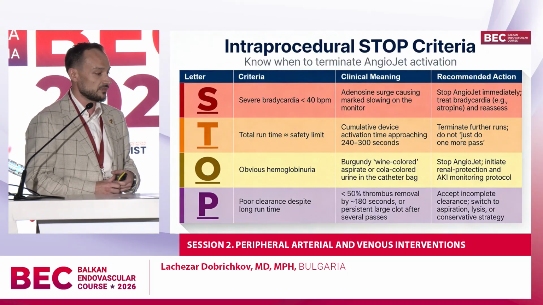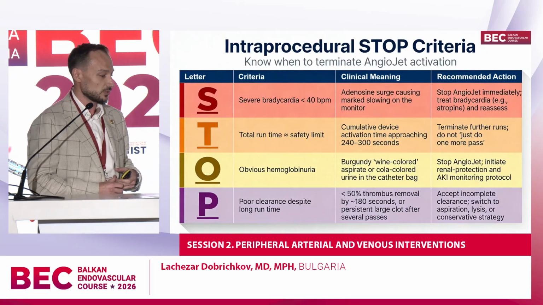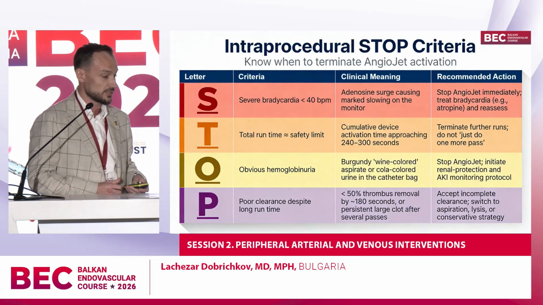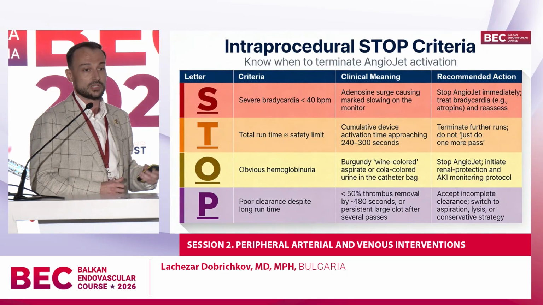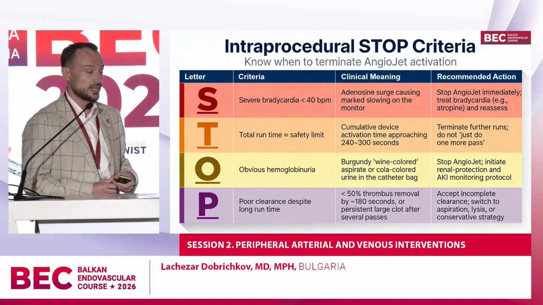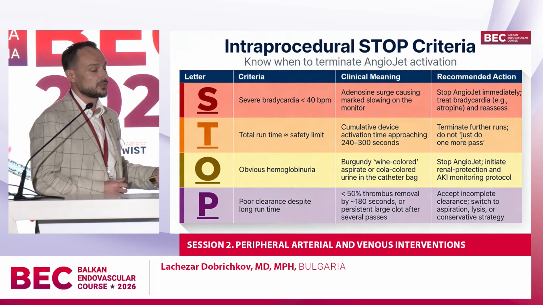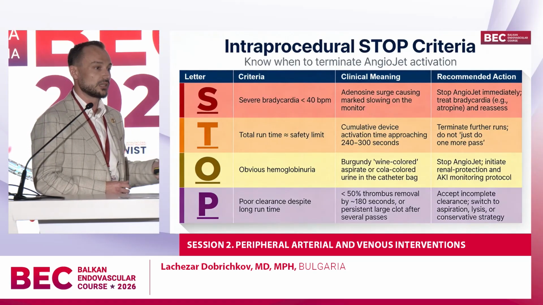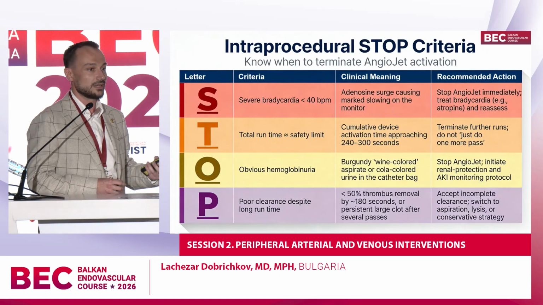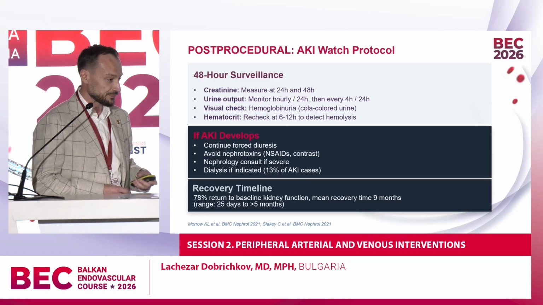So S stands for severe bradycardia, T is for total runtime, O is for obvious hemoglobinuria, and P is for poor clearance despite the long runtime. What does it mean? If, for a thrombectomy time of over 180 seconds, we have removed less than 50% of the thrombus, that means that maybe we will fail to clear the whole thrombotic lesion in less than 300 or 300-something seconds.